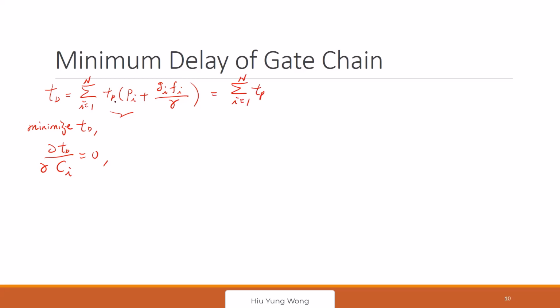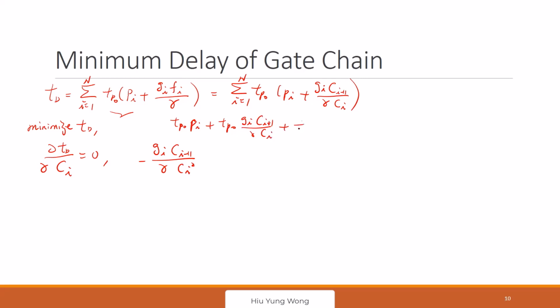So just like what we did, this is tp0, this is Pi plus Gi, and then Fi is Ci plus 1 divided by gamma Ci. So I do the differentiation. Only two terms are relevant. Here I have tp0 Pi plus tp0 Gi Ci plus 1 divided by gamma Ci, and another term is, actually, i minus 1, which should go earlier: tp0 Gi minus 1 Ci divided by gamma Ci minus 1.